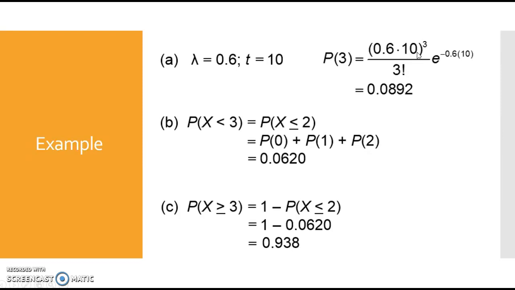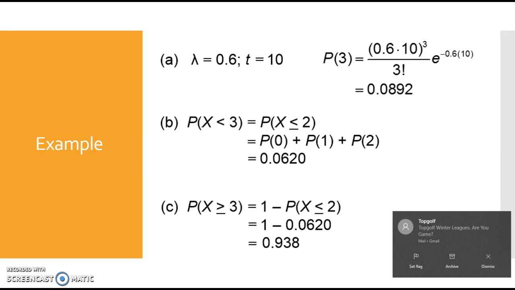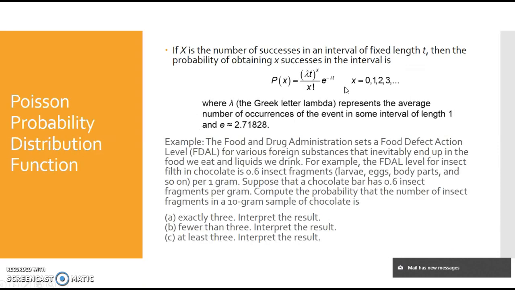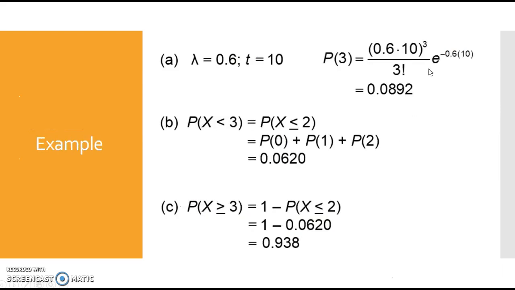So lambda times the length of the interval, cubed, because we wanted exactly 3 successes, over 3 factorial times e to the negative lambda times the interval, and that gives us this 0.0892 number. Then we wanted less than 3 occurrences, so that's less than or equal to 2.